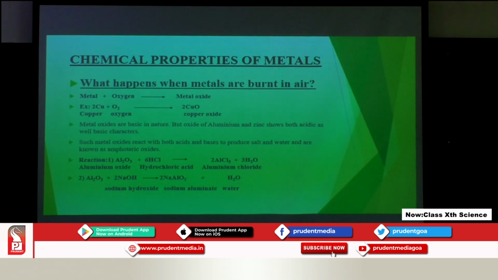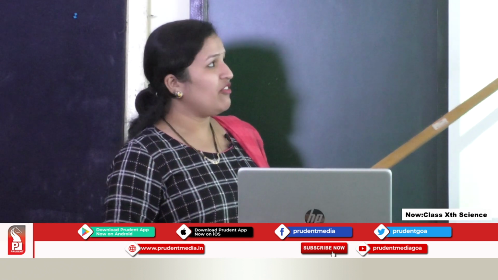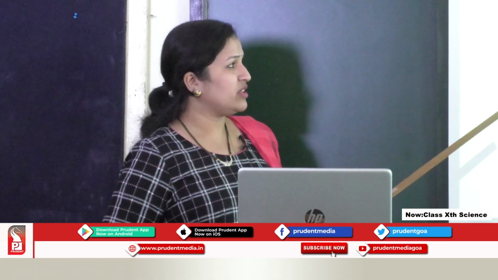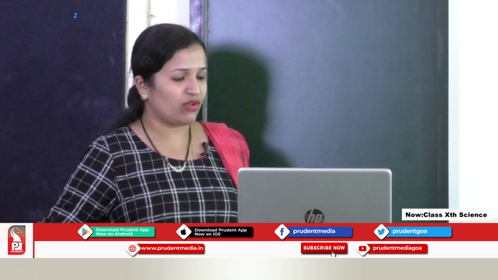When metal combines with oxygen, we get metal oxide. One example is copper. Cu is the symbol for copper. When copper reacts with O2, oxygen, when it is heated, we get copper oxide. It is the formation of metal oxide.